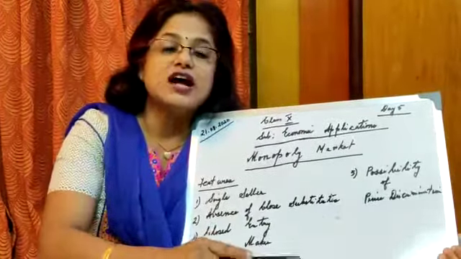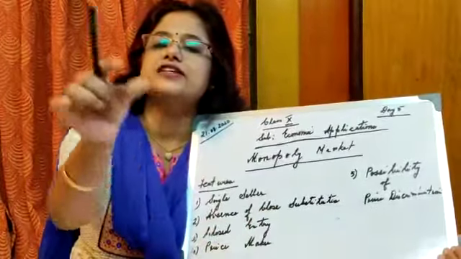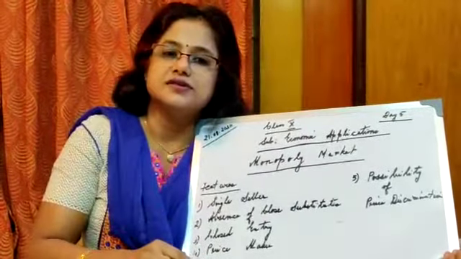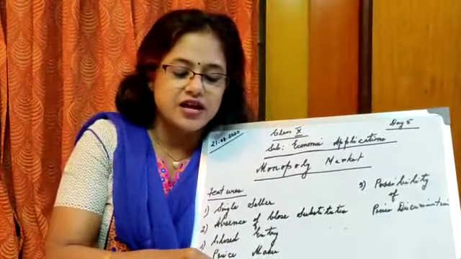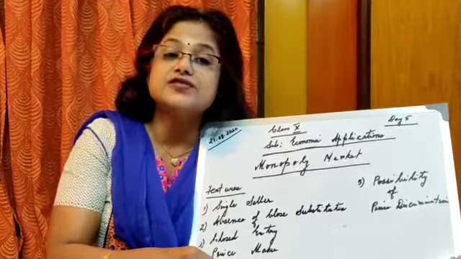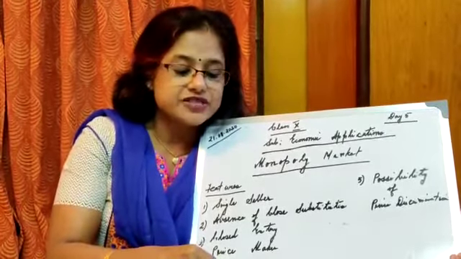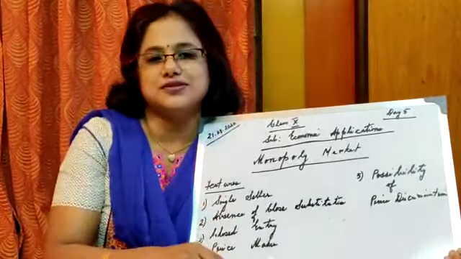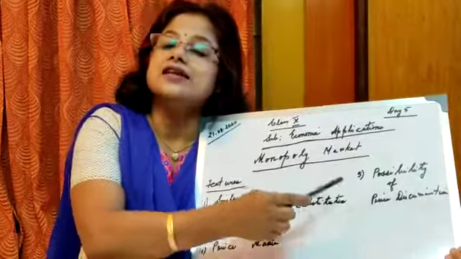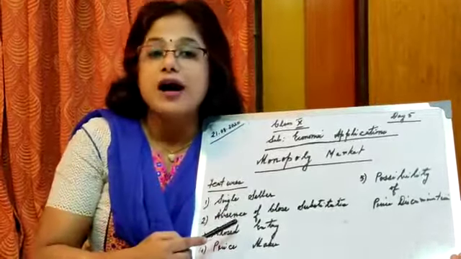For example, a lawyer charges different fees from different categories of consumers. A doctor charges different fees from different categories of consumers. The State Electricity Board provides electricity at cheaper rates for agriculture than for domestic use. So you see, these are the features of the monopoly market.